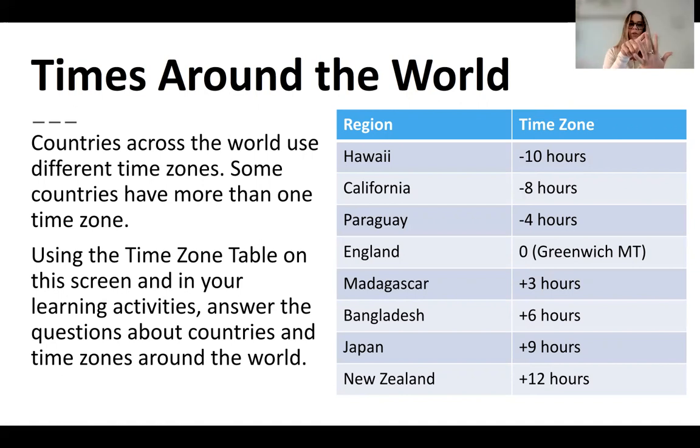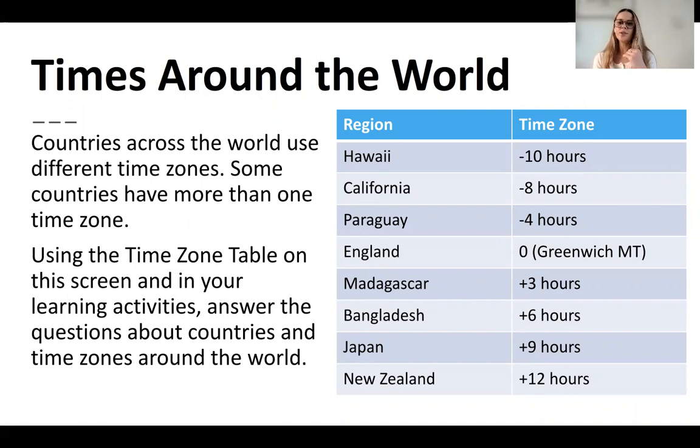So 1, 2, 3, 4, 5, 6, 7, 8, 9, 10, 11, 12. It would be midnight because we've added on 12. It'd be midnight of the same day, about to go into the next day in New Zealand. Another one, if it is 12 o'clock noon in England and we're looking to see what the time is in Madagascar, we start at noon and we've got to count forward 3 hours. 1, 2, 3. It'd be 3 p.m. in Madagascar.